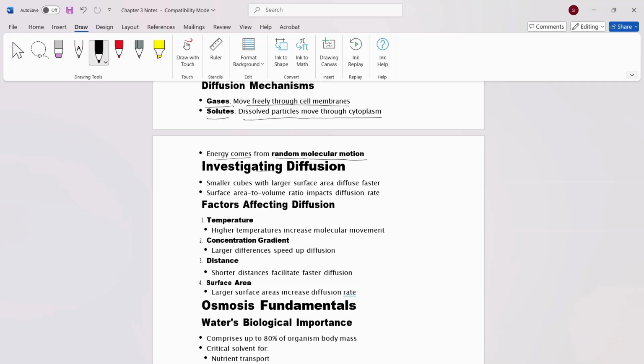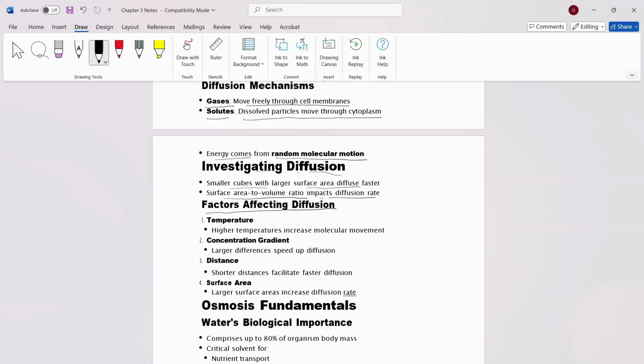We can investigate diffusion, like we can take smaller cubes with larger surface area, and then we can see that the diffusion rate is faster. Surface area to volume ratio also impacts diffusion rate. Greater surface area, more diffusion.